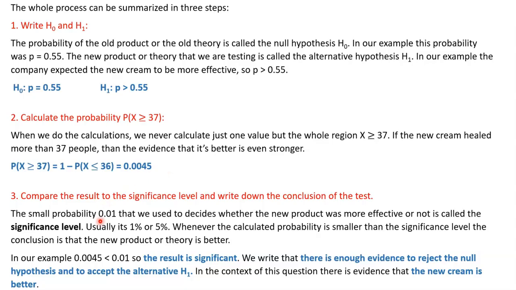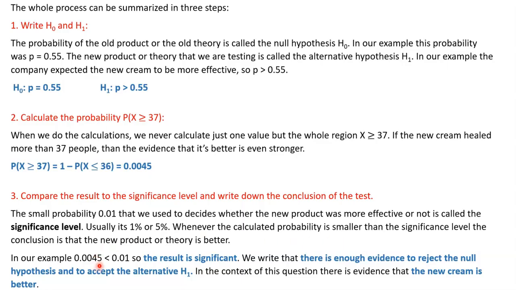So the small probability 0.01 that we used in this question to decide whether the new product was more effective or not is called the significance level. Usually it's 1% or 5%, and in exam you will always be given what it is, so you don't need to worry about it. So the important thing is that whenever the calculated probability is smaller than the significance level, the conclusion is that the new product or new theory is better.